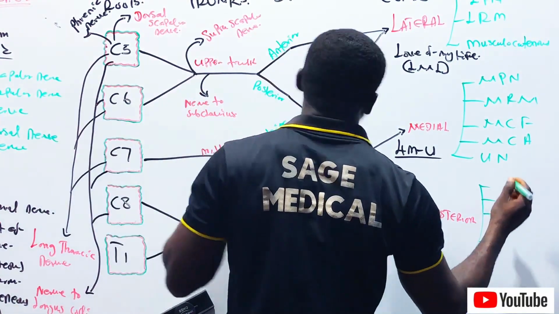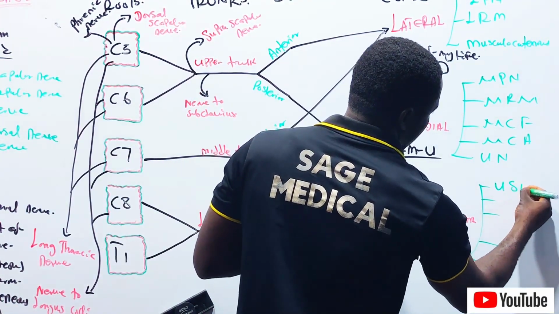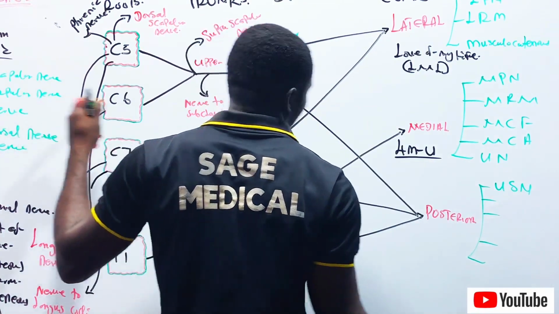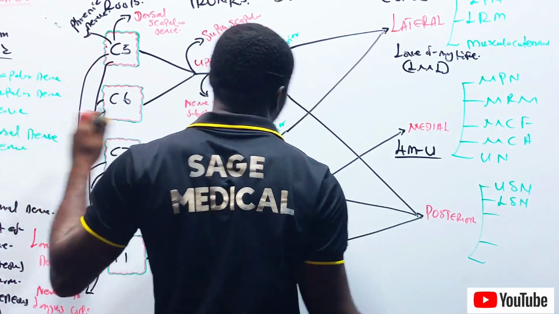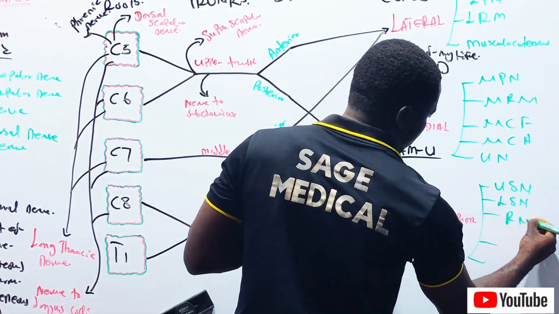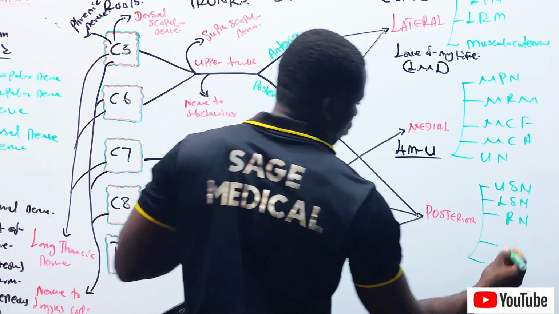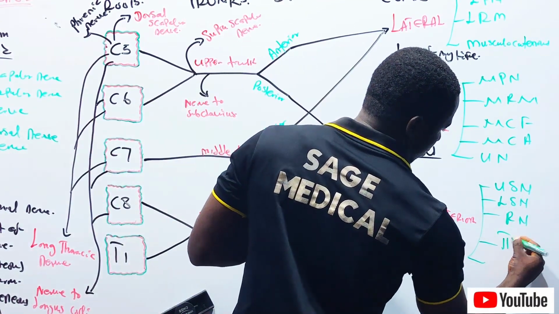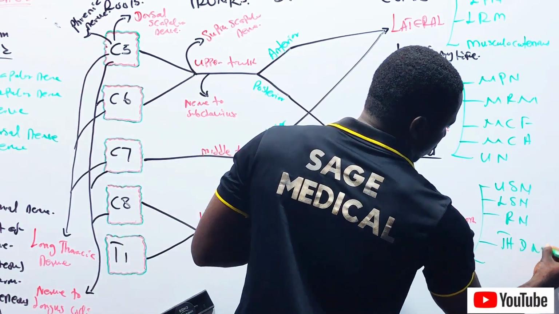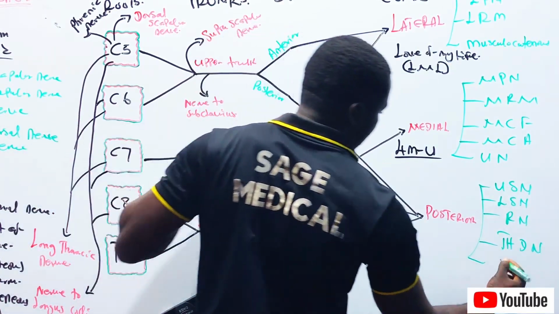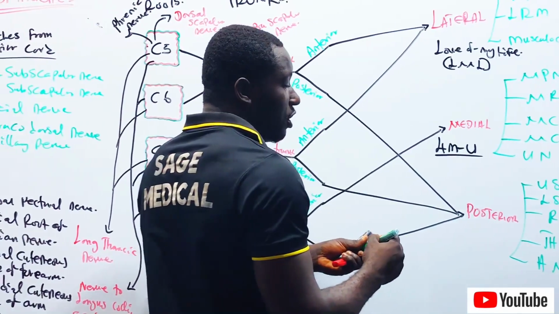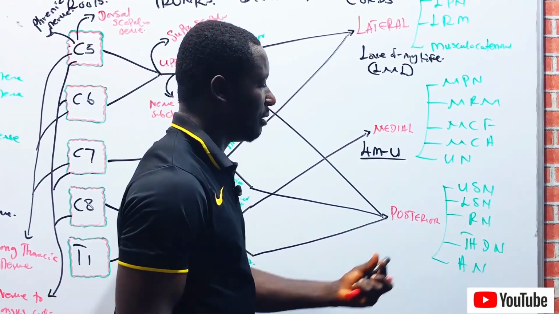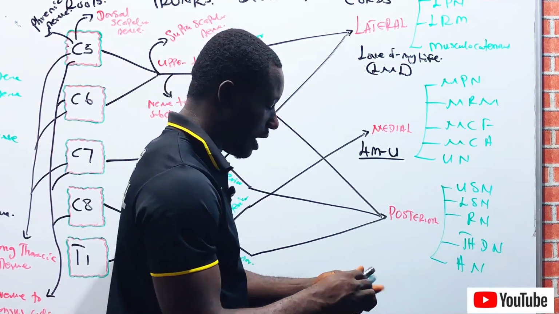So we have the upper subscapular nerve, the lower subscapular nerve, the radial nerve, the thoracodorsal nerve, and the axillary nerve. The mnemonic that you can use to remember the branches from the posterior cord is ULTRA.